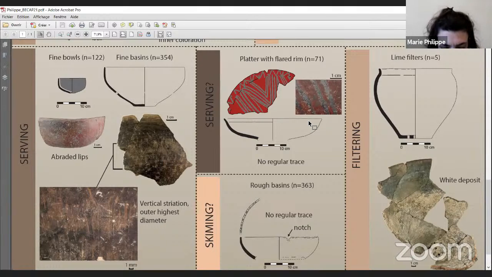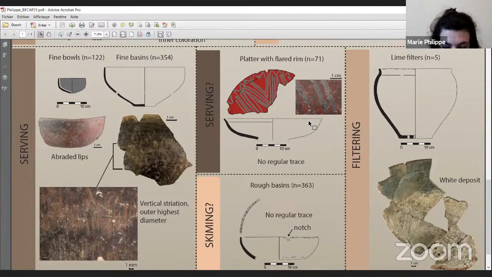In the middle, platters with flared rim are very large and thick, and thus very heavy. The inner surface is magnificently decorated, slipped with iron oxides and graphites, whereas the outer surface is only smooth. There are no regular use alteration traces. It seems that platters were not frequently handled. Maybe they have been placed on a support to display dry food, for example.